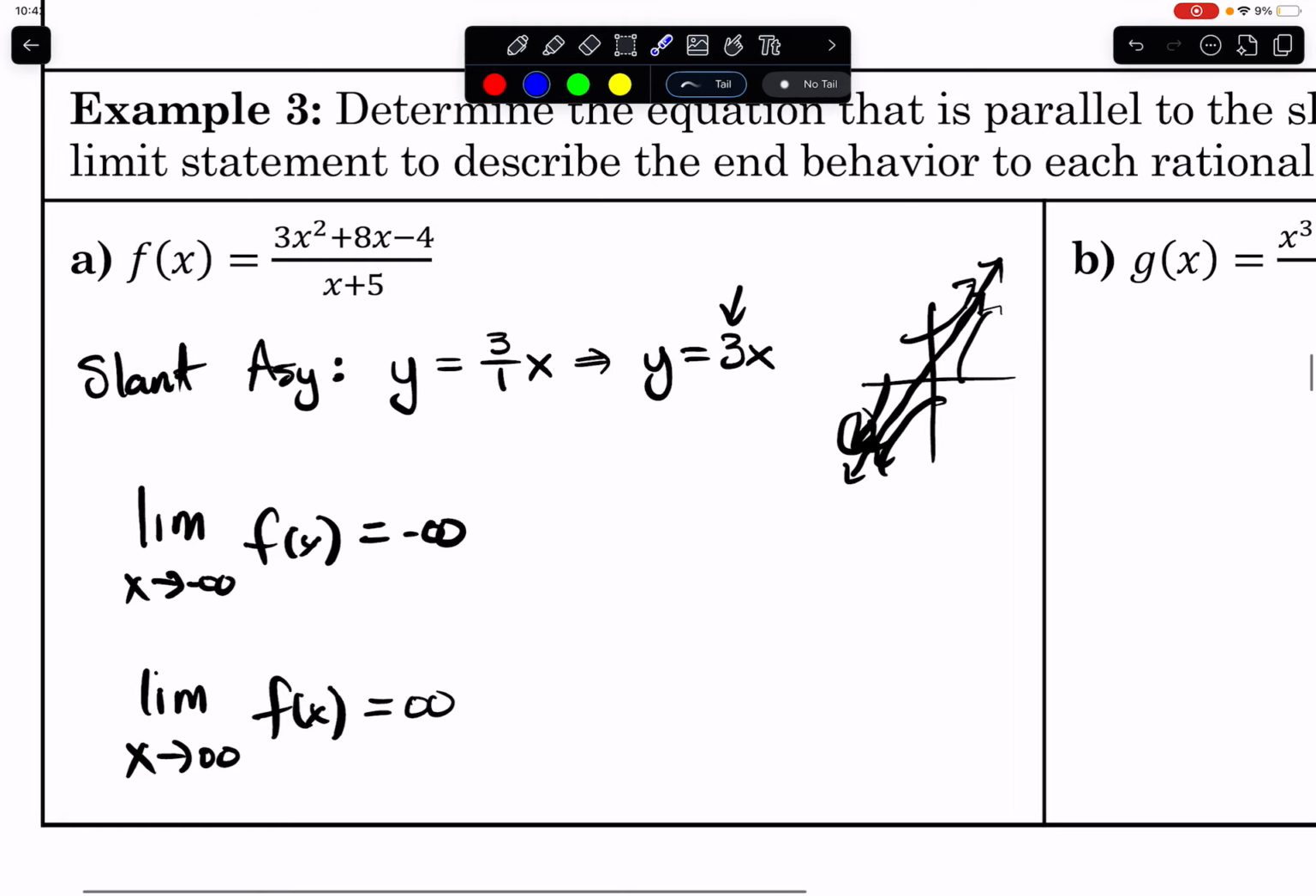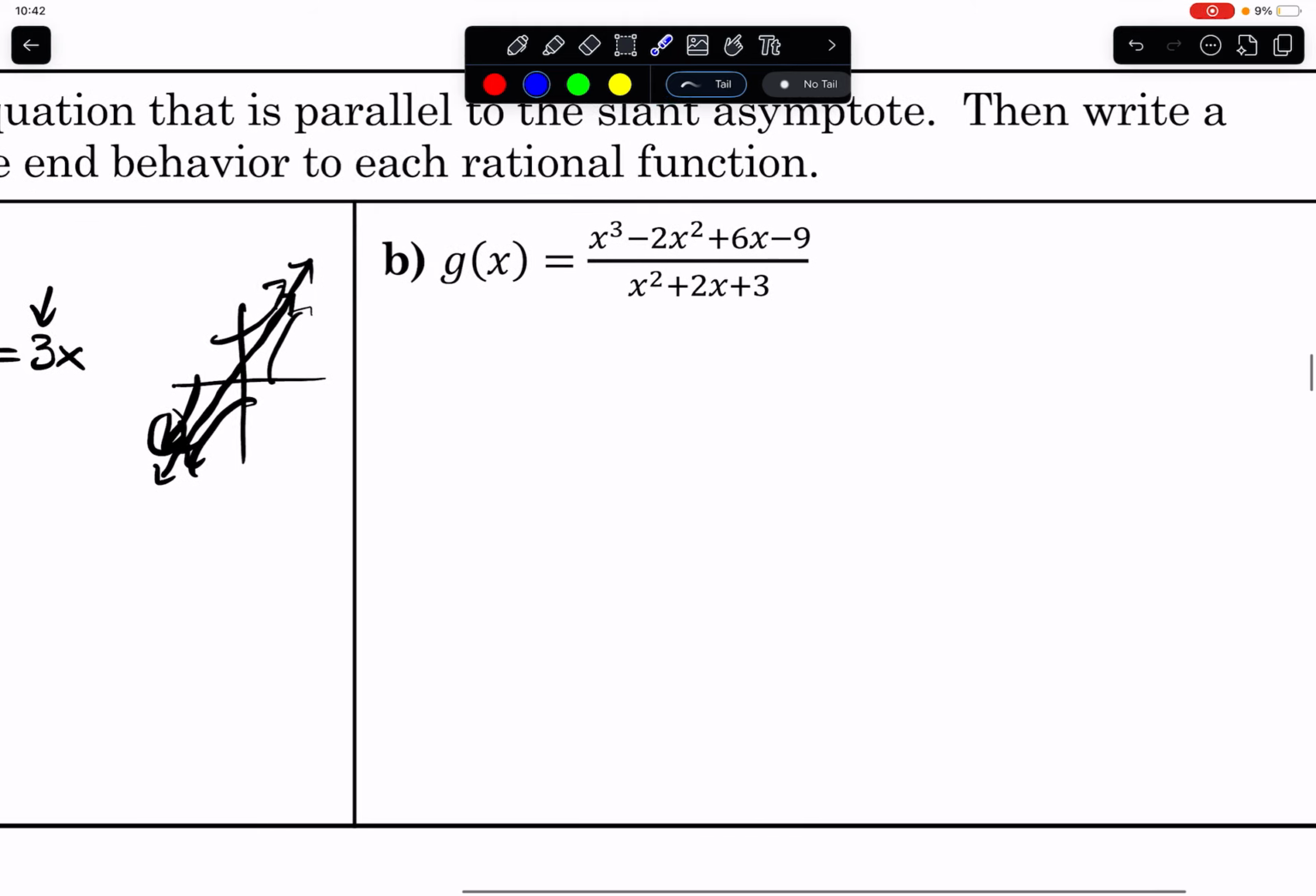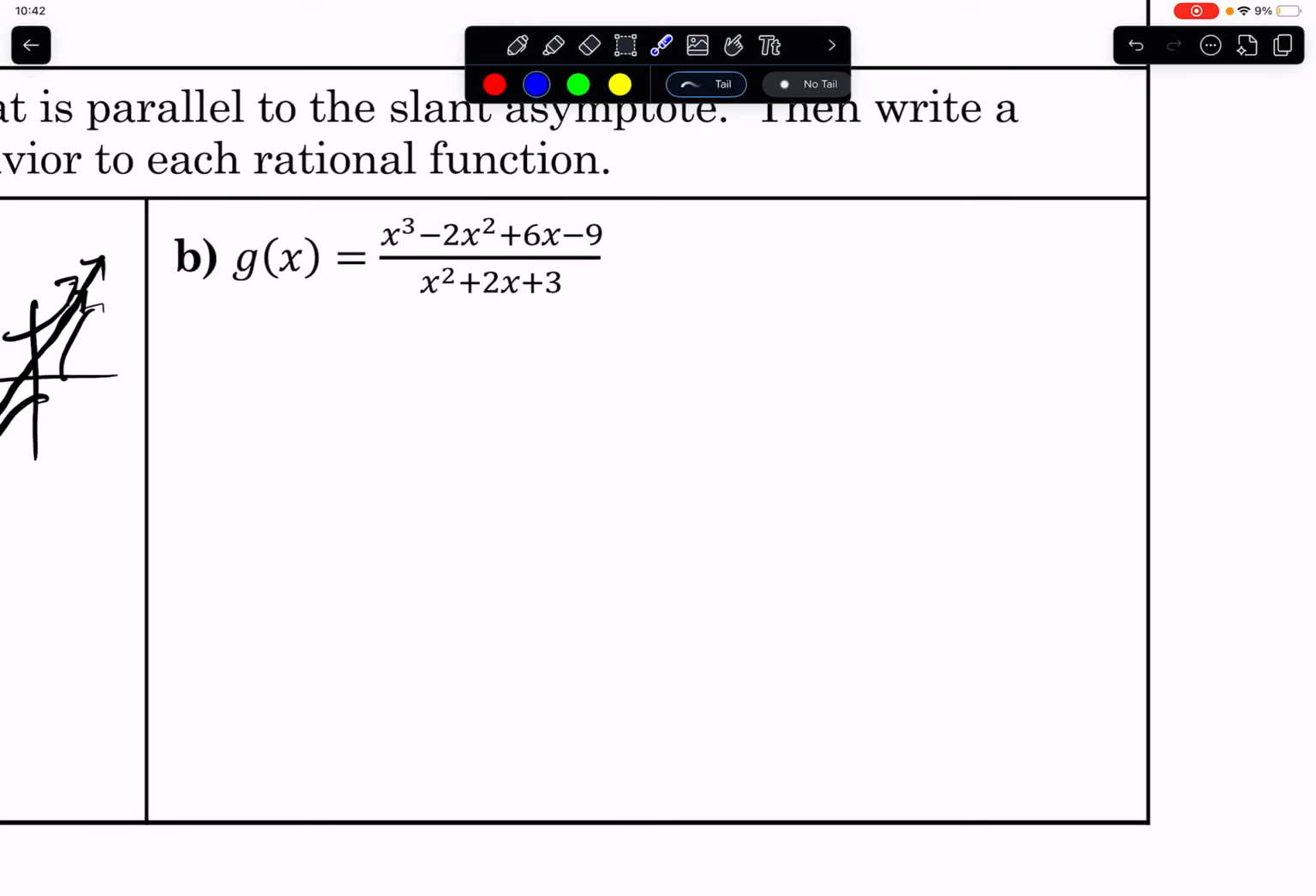So let's look at example B, okay? Example B, same scenario here. This is set up again for the degrees to be 1 unit higher, as you see right there. x to the third, x to the second, that's 1 degree higher. So this thing has a slant asymptote and not a horizontal asymptote. And the equation of the slant asymptote is y is equal to 1x, because it's 1 divided by 1, so 1x.